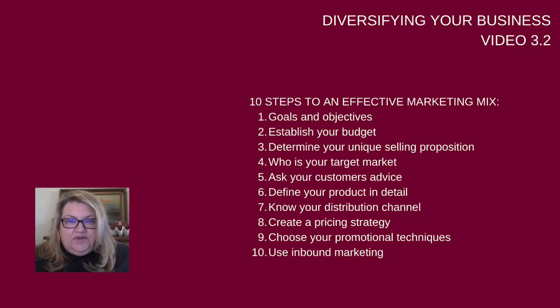Number 6, define your product in detail. Take your time to describe the specific qualities and value of your product. Look for the unique features that show your product's worth. Number 7, know your distribution channels. Identify the places that your product will be marketed and which distribution channels you'll make use of. You could be selling to wholesalers who will sell to retailers who will then sell to the consumer. You could sell directly to the retailers, and you could also sell directly to your consumers.